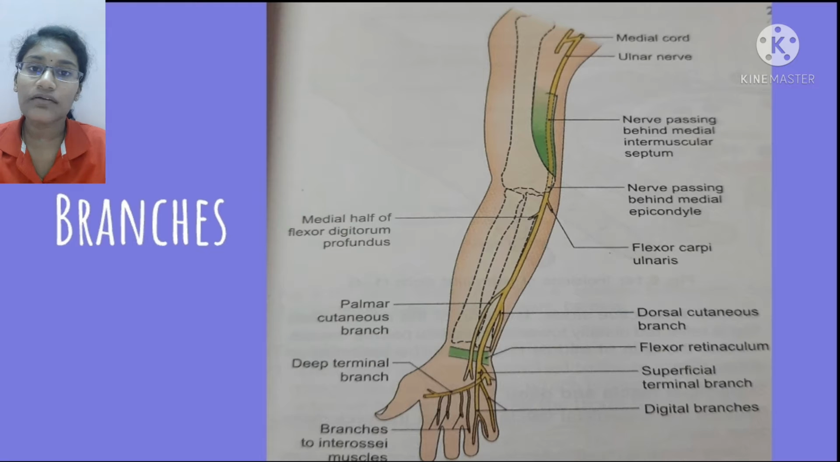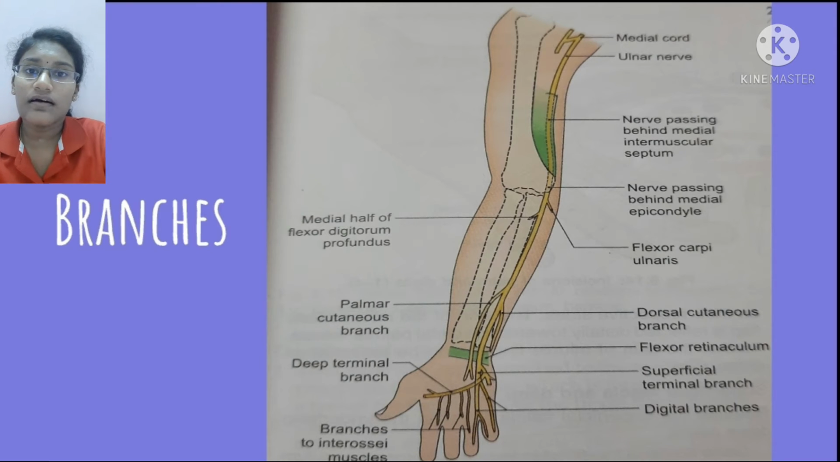And then going to the palmar cutaneous branch, it arises from the ulnar nerve in the middle of the forearm, and then it supplies the skin over the hypothenar eminence. And the dorsal cutaneous branch arises 7.5 centimeters away from the wrist from the ulnar nerve, and it goes to the dorsal part of the hand and supplies it.